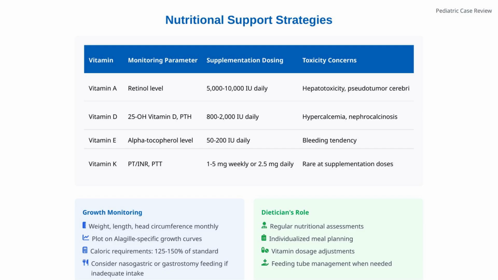Vitamin E levels should be checked with alpha-tocopherol, supplementing at 50 to 200 international units daily, monitoring for bleeding tendency. Vitamin K is monitored with prothrombin time, international normalized ratio, and partial thromboplastin time, supplemented at 1 to 5 milligrams weekly or 2.5 milligrams daily. Growth monitoring should include monthly measurements plotted on Alagille-specific growth curves, with caloric requirements at 125 to 150% of standard. A dietitian plays a crucial role in regular assessments, individualized meal planning, vitamin dosage adjustments, and feeding tube management when needed.